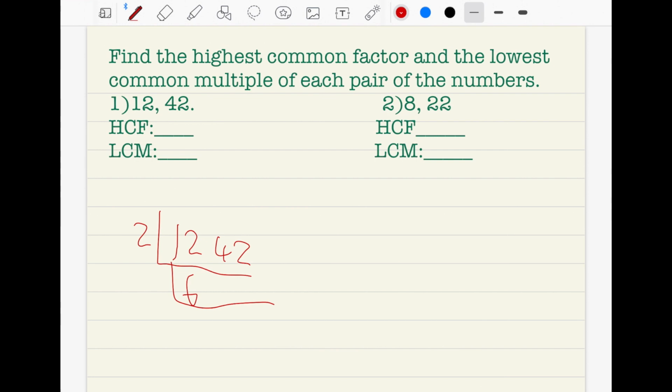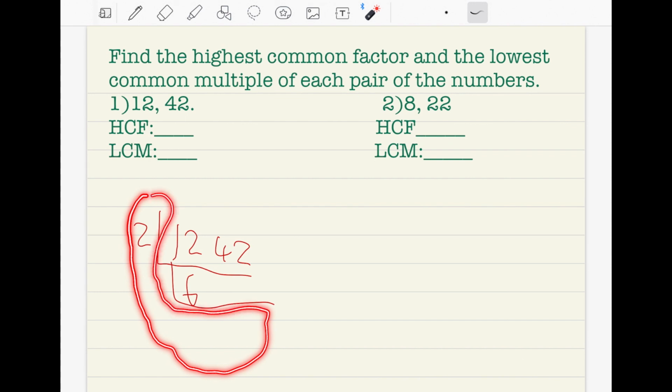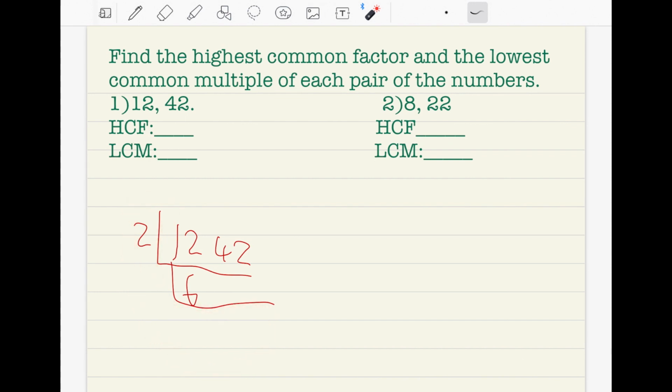We have to divide by 2 because those two numbers inside, those two numbers here, can be divided by 2. And also it is the smallest prime number. So all the prime numbers have to be here, but not really here, because it only has to be here, like in an L shape.